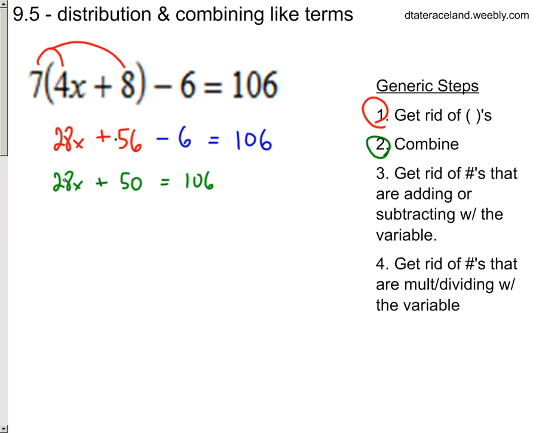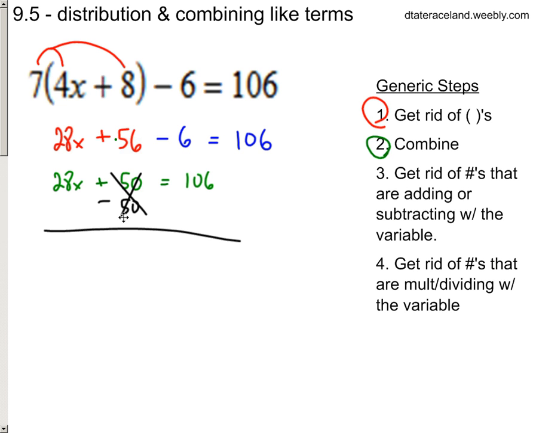Now, let's take a look at getting rid of numbers that are adding or subtracting with the variable. Well, this variable is interacting with the 28 with multiplication, and it's got an exchange with the 50 using addition. So between these two numbers, the 28 and the 50, I know that I just want to get rid of the numbers that are adding or subtracting first. So sorry, 50, you're gone. We'll just minus 50, and 50 minus 50 is 0.